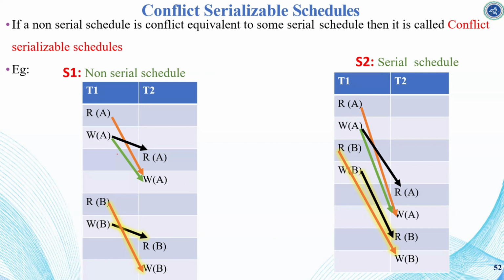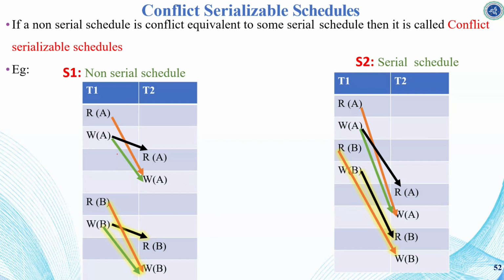So if there exists a non-serial schedule that is conflict equivalent to some serial schedule, this is a serial schedule; until now we were not looking at a serial one. If the set of conflicts is the same for two non-serial schedules, then we can say it is only conflict equivalent. If one of the schedules is a serial schedule, then we can call it a conflict serializable schedule. I hope it is clear.